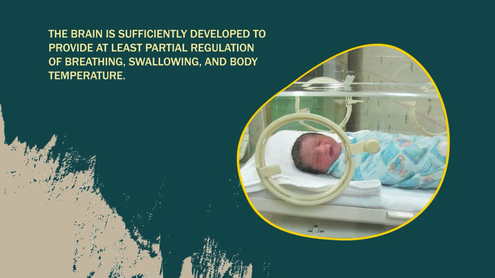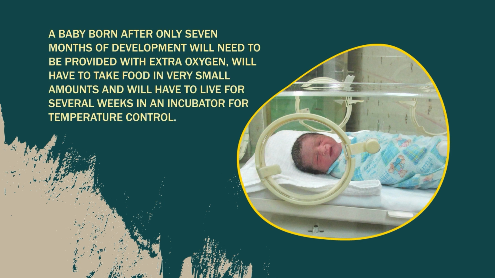So the brain is sufficiently developed after the 7th month to provide at least partial regulation of breathing, swallowing, and body temperature. Now, a baby born after only 7 months of development will need to be provided with extra oxygen. They will have to be given food in very small amounts and will have to live for several weeks in an incubator for temperature control.